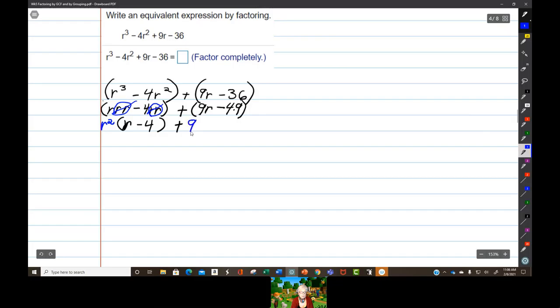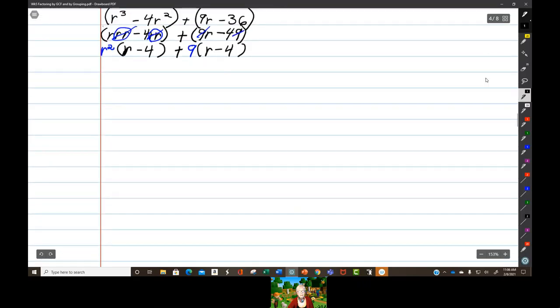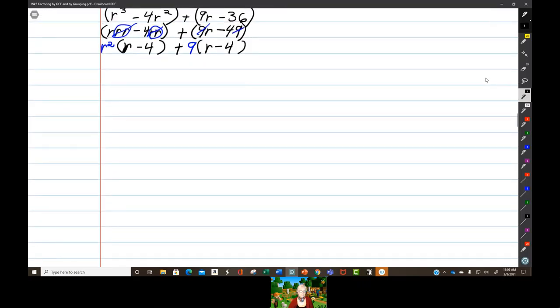Copy my plus sign. 9 is my GCF here, so I write it down. Oop, blue. I write it down, then I mark it out. Parentheses, R minus 4. That's what I've got so far. I'm not finished yet.